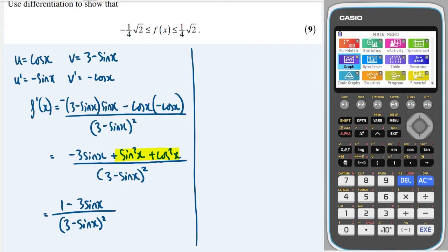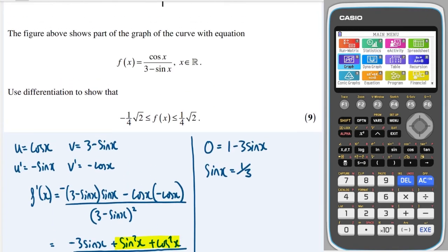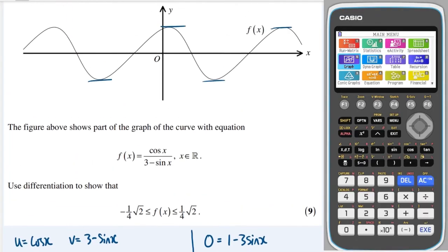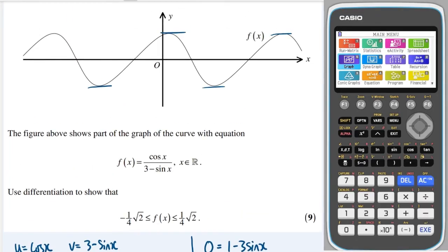And when do my maximum minimums occur? They occur when the derivative is equal to 0, and I have a fraction here, so I'm only concerned about the numerator equaling 0 in order to make the fraction equal 0. So I can write that 0 is equal to 1 minus 3 sine x. So that tells me that sine x is equal to 1 over 3. Okay, great. But what I need is the y coordinates, because I need to know how high up these turning points are.